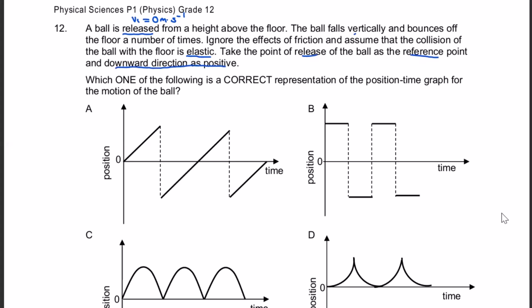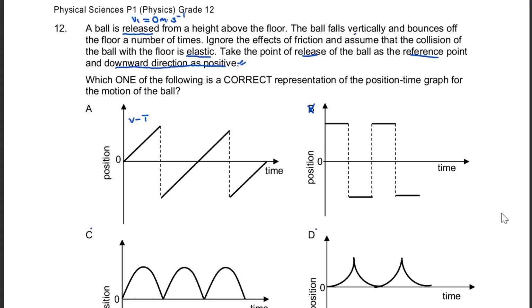And the downwards direction as being positive there. We should also take note of that. Then which one of the following is a correct representation of the position time graph for the motion of the ball? You can see this one is more of a velocity time graph, and this one is also out. Now we're looking at option C and option D.